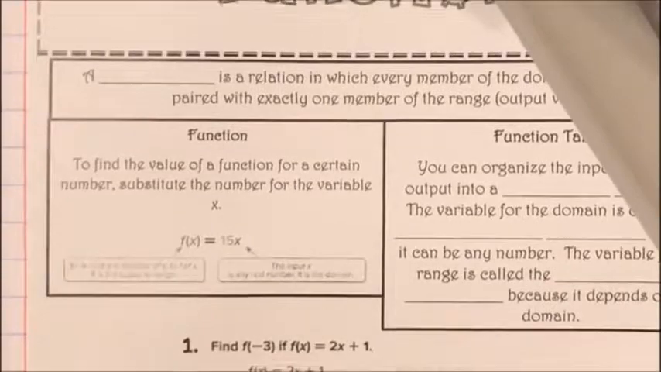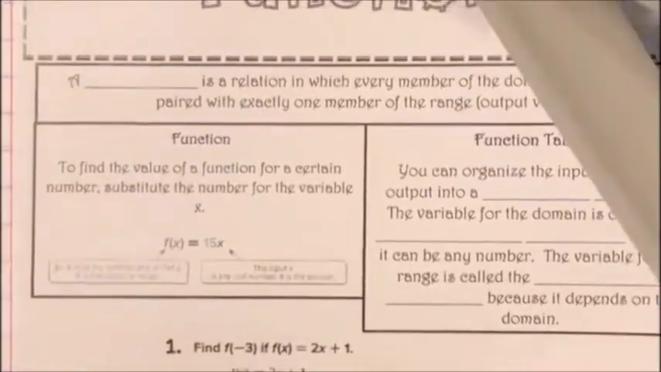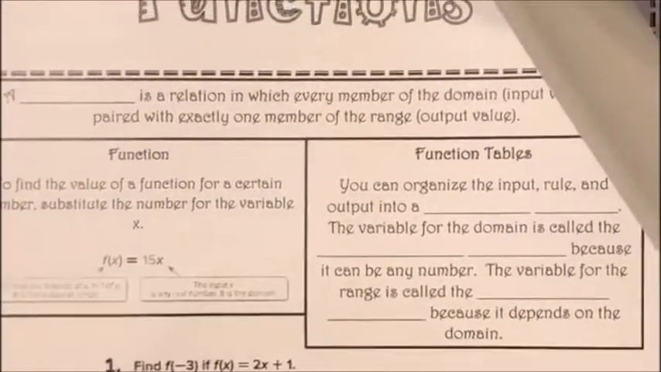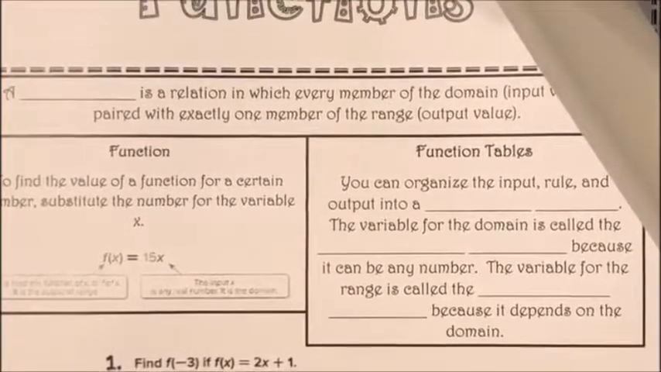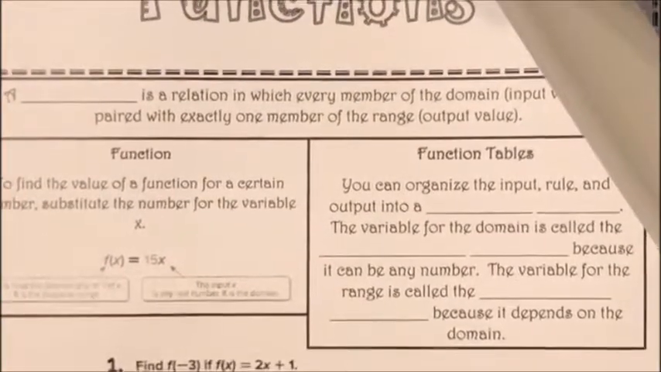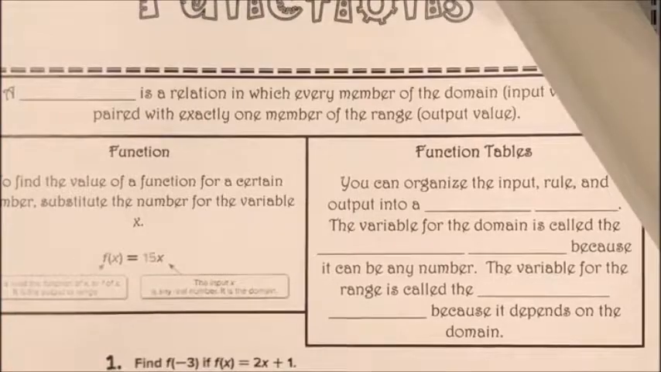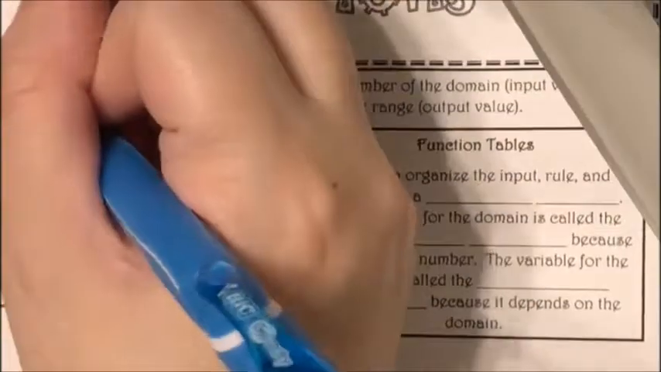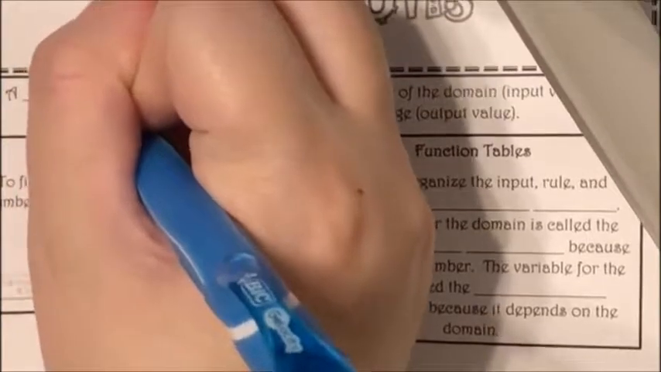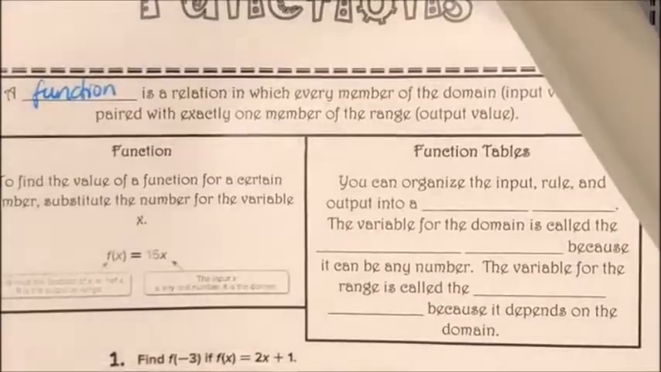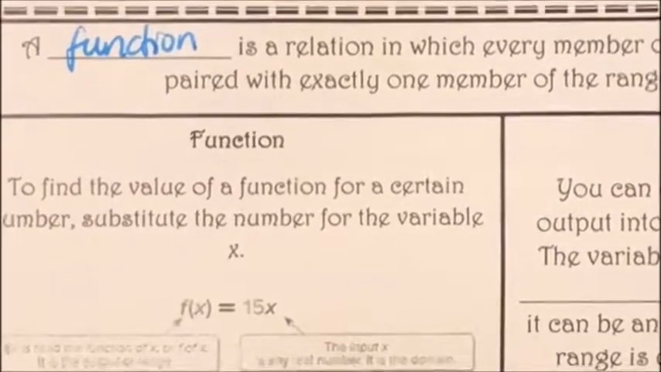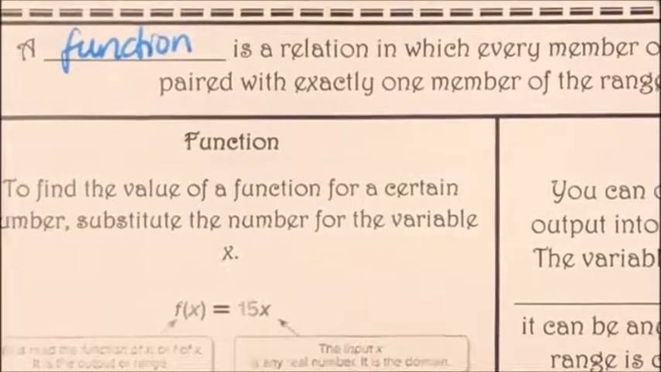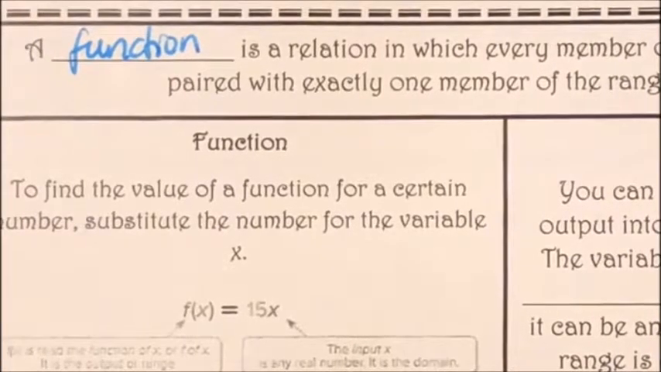So a blank is a relation in which every member of the domain, the input value, is paired with exactly one member of the range, the output value. So in that blank, you're going to write function. A function is a relation in which every member of the domain is paired with exactly one member of the range.